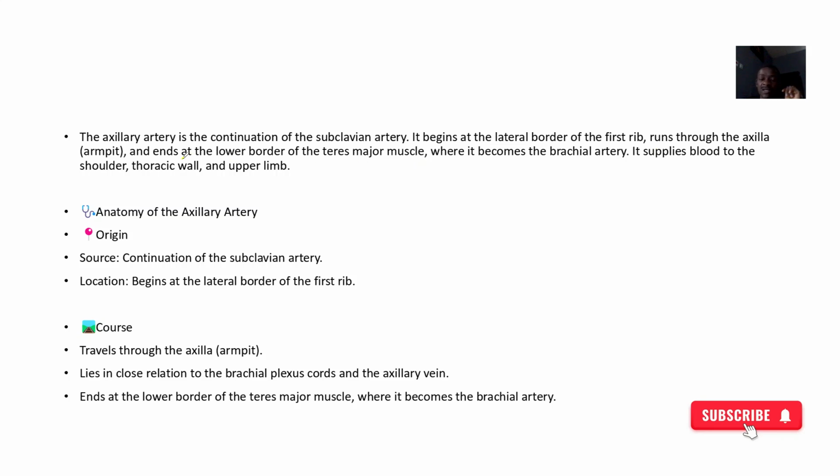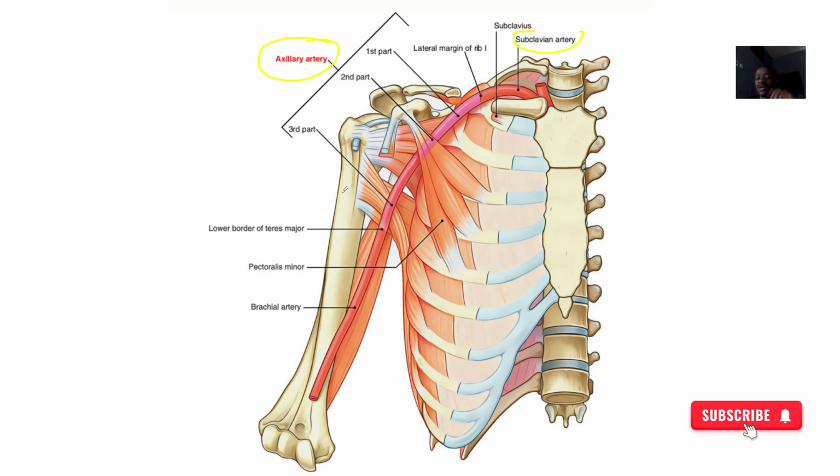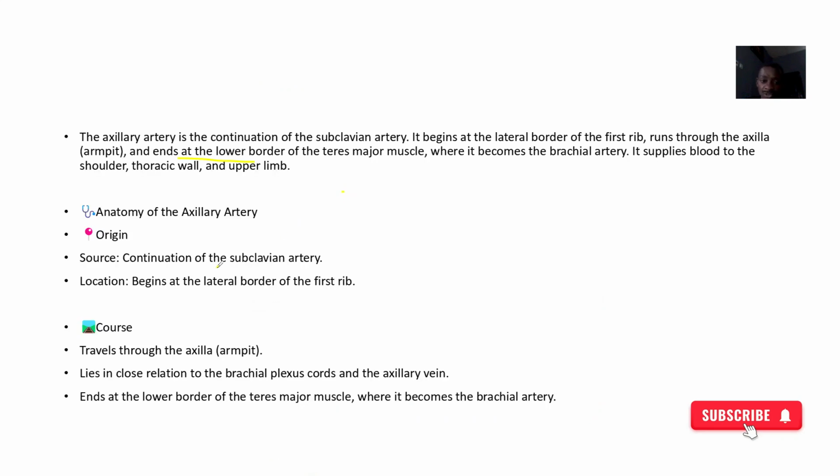the armpit, and ends at the lower border of the teres major muscle. At the lower border of the teres major muscle, it becomes the brachial artery. Same artery but different name, simply because it's passing different regions. So the origin is a continuation of the subclavian artery, beginning at the lateral border of the first rib.